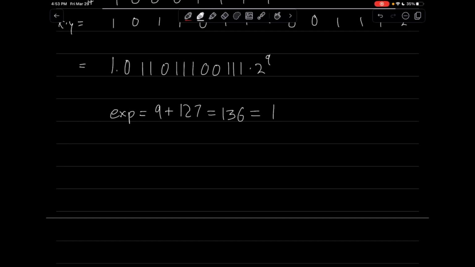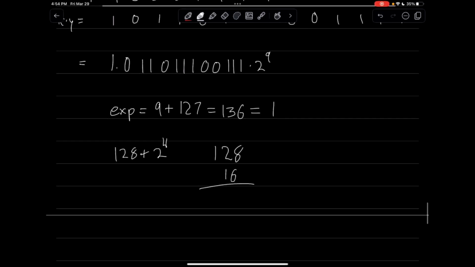Now ask yourself, can I fit 128 plus 2 to the 6, so 64, into 136? No, you can't. You would overflow. So let's not try 2 to the 6. Let's try 2 to the 5. Does 128 plus 32 fit into 136? No, you're going to go over again, it gives you around 160. So let's try 2 to the 4. Is 128 plus 16 going to go into 136 without overflow?